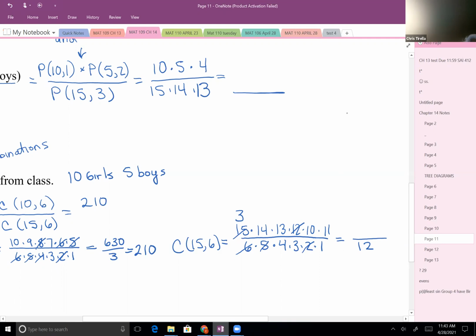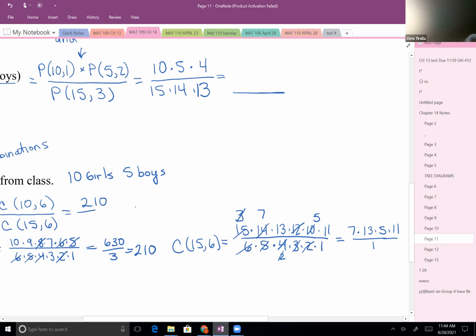In the numerator, I'd have to multiply 14 by, you know what? I'm going to just make these numbers a little bit smaller. 2 goes into 14 7 times and into 4 twice. 2 goes into 10 5 times. And the 3's cancel. And so what I would have is in the top 7 times 13 times 5 times 11. And in the denominator, I'd have 1.